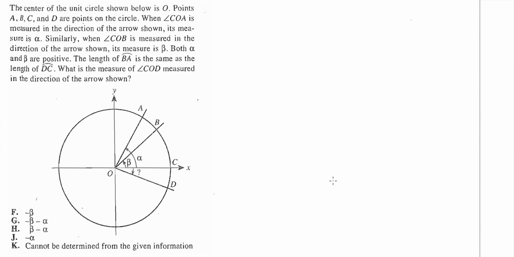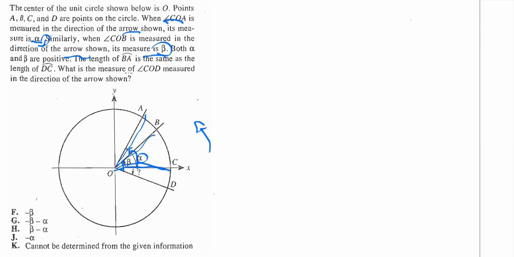The first challenging ACT math test question from a previous practice exam that we will consider is going to test your knowledge of the quadrants of the unit circle and how to measure angles in each quadrant. We're given a unit circle here with some points and are told that only when angle COA, the angle labeled alpha, is measured in the direction of the arrow shown, in this case counterclockwise, which is the direction that we generally measure angles in the unit circle, its measure is alpha. Similarly, when angle COB, labeled beta, is measured in the direction of the arrow shown, its measure is beta.